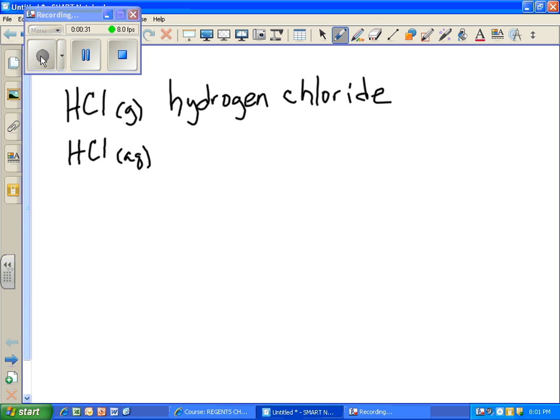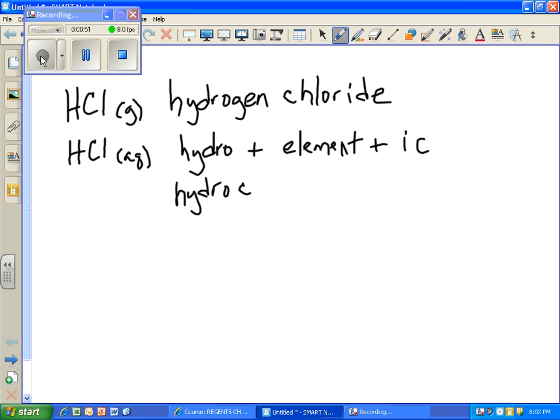And this is a binary acid. You see only two elements: hydrogen and one other element. So how do we name these? It's hydro plus the element plus ic. So the name of this one would be hydrochloric acid.